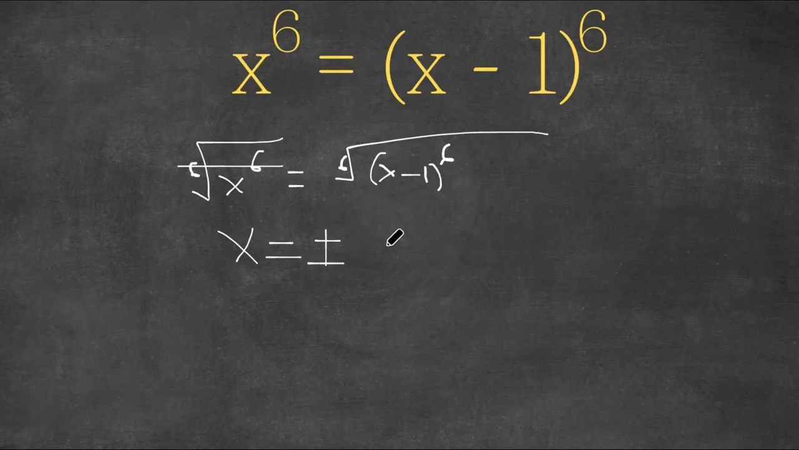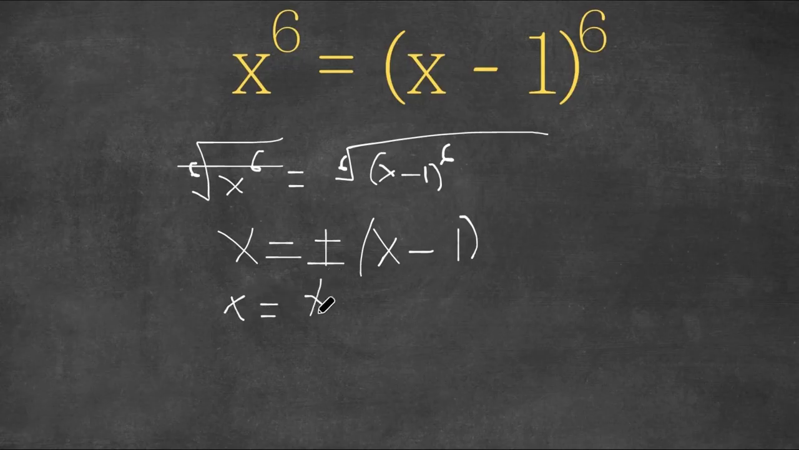Remember, we got the plus or minus x minus 1. So now this gives us two equations. This gives us x equals positive x minus 1, or this gives us x equals negative x minus 1. Let's first try the positive. So we're going to do x equals x minus 1.